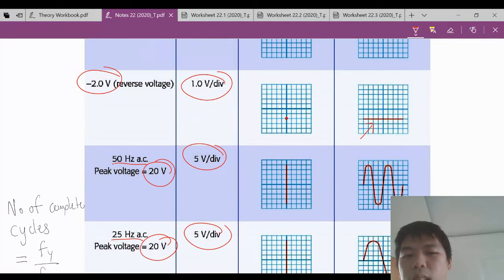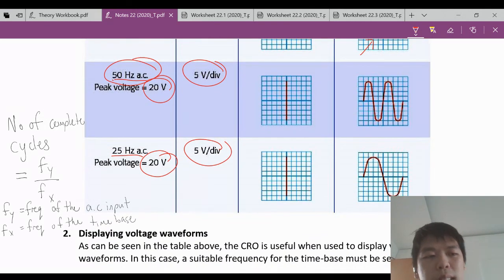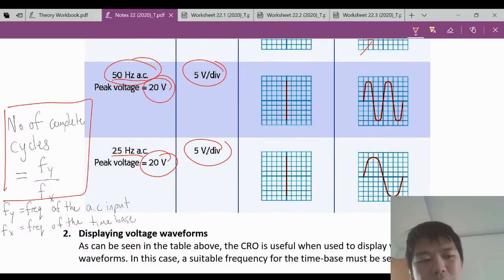Now what happens at the bottom? If it's 50 hertz itself, it will move and form such that it will form 2 wavelengths. Why does it form 2 wavelengths here? First, we must understand the number of cycles is determined by Fy over Fx. What is Fy? Fy means the frequency of the AC input, which is here and here.